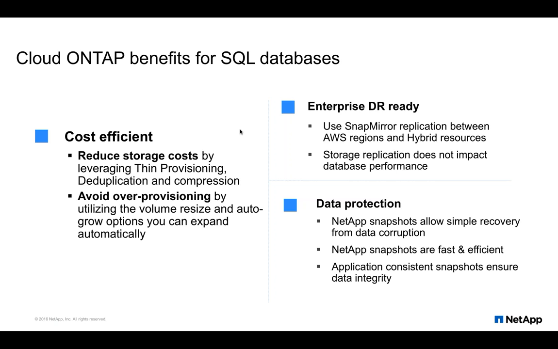You can also avoid over-provisioning. If you think of how much you're going to grow, you may need to accommodate that right up front, so you might have to allocate a lot more storage than you'd like in order to handle the expected database growth. Well, with our storage efficiencies, we can allow you to grow as you go. By using volume resize and autogrow options, you can ensure that you're never going to run into an I/O error because of running out of capacity. The other piece I mentioned, SnapMirror or SnapVault, again, replicates from your physical resources up to Cloud ONTAP or back from Cloud ONTAP down to your physical resources.